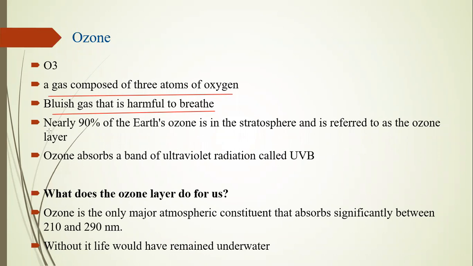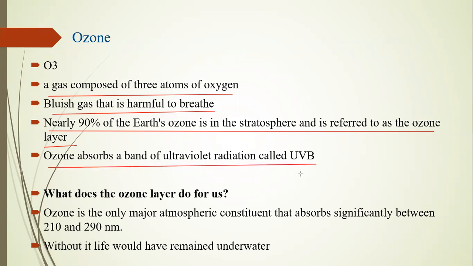Nearly 90% of the Earth's ozone is in the stratosphere and is referred to as the ozone layer. We can say that the ozone layer is available in our stratosphere, and 90% of the ozone is there. Ozone absorbs the band of ultraviolet rays called UVB. Most of the ultraviolet band coming from sunlight is absorbed in our ozone layer.